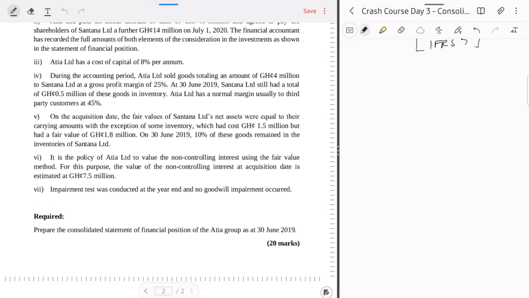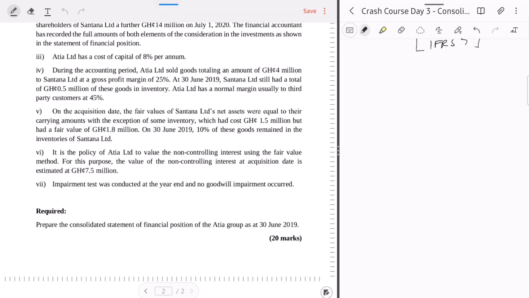Let's come to the end. We have some extra notes here. What is the requirement? Prepare the consolidated statement of financial position of the Atia Group as at 30th June 2019. And it is for 20 marks.